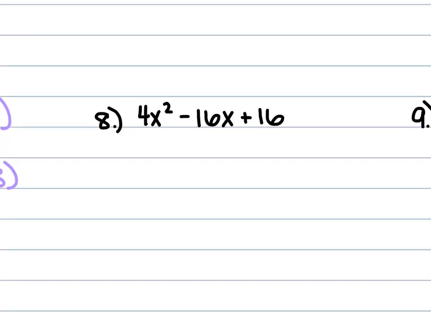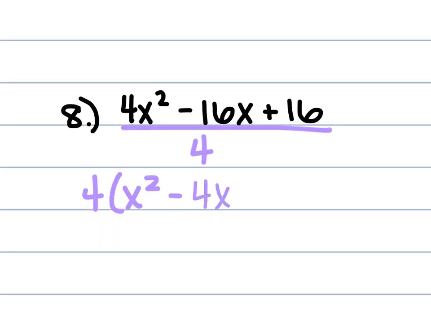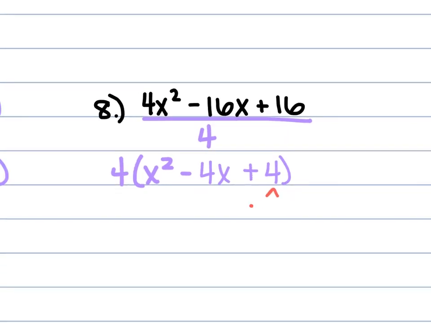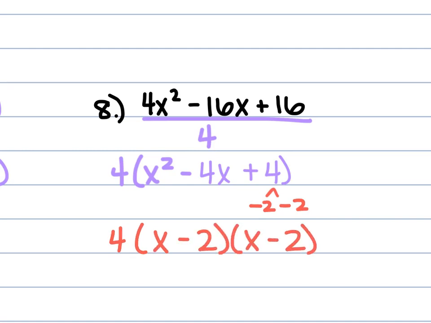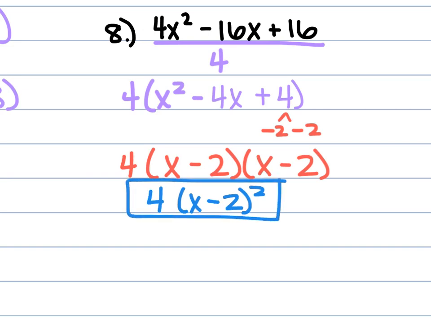For 8, we have 4x squared minus 16x plus 16. We're going to factor out our greatest common factor, which is that 4. So we're going to be left with 4 times x squared minus 4x plus 4. The factors of that 4 that add up to be a negative 4 are negative 2, negative 2. So this is going to be 4 times x minus 2 times x minus 2. We have 2 sets of the same parentheses, so we can rewrite it as 4 times x minus 2 raised to the second power.